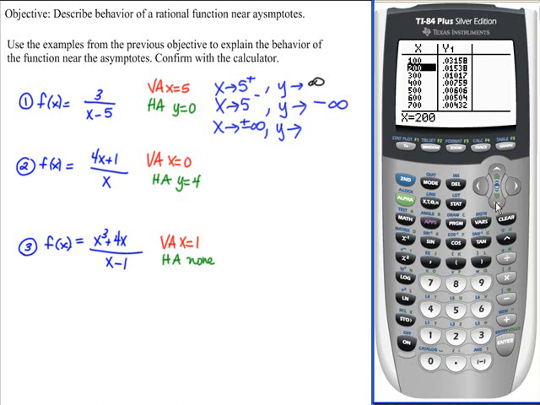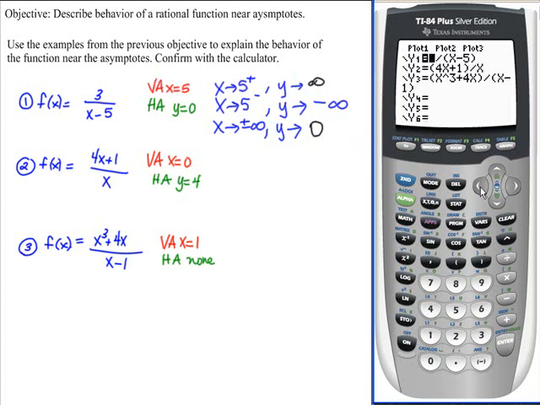And you can see as I'm getting larger and larger, my y values are getting smaller and smaller, and they're getting closer and closer to 0, which is what my horizontal asymptote should be. Well, that's also true in the negative direction. As I get more and more negative, my y values are also getting closer and closer to 0. So those things confirm the horizontal and vertical asymptotes that we found.